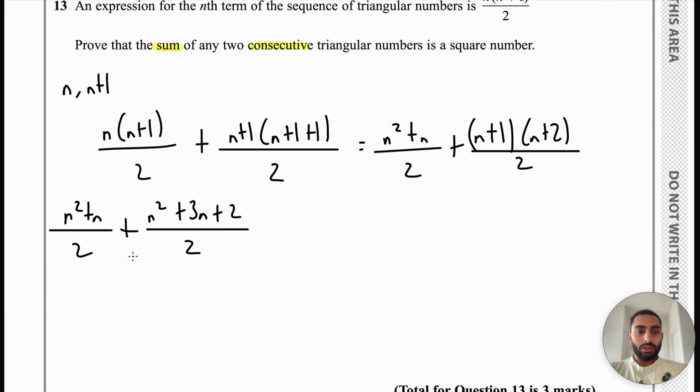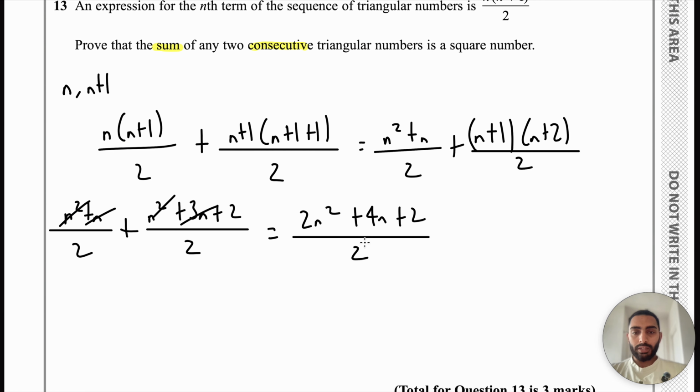Now, because I've got a common denominator of 2, I can collect up all of the terms on the top. So I've got n squared plus n squared, which is 2n squared. That's those done. N plus 3n, which is 4n, and then I've got this 2 that's just left over. That's being divided by 2. So everything on my top is being divided by 2. This is going to disappear, so I'm going to rewrite it as n squared. 4n divided by 2 is 2n, and 2 divided by 2 is 1.